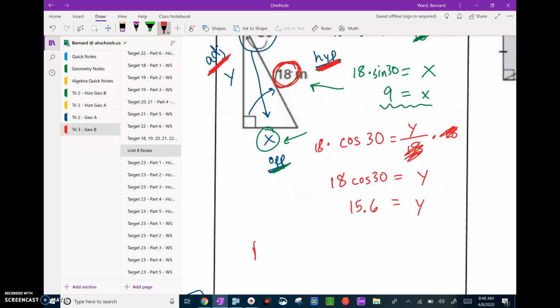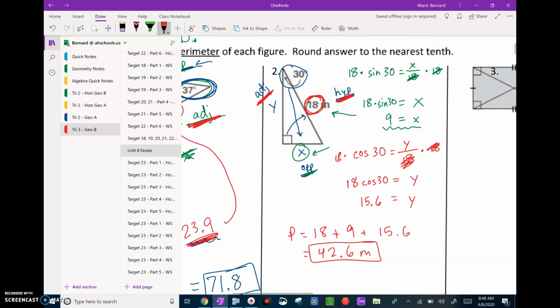And so then our perimeter is, add everything together, the 18 side plus our x side, which was 9, plus our y side, which was 15.6. And adding all of those numbers together should give you roughly 42.6. This time there are units, meters, and so 42.6 meters.